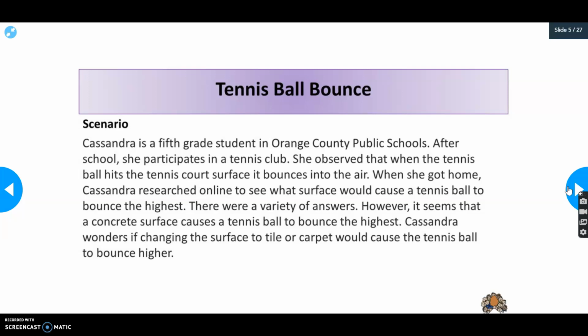So the scenario says, Cassandra is a 5th grade student in Orange County Public Schools. After school, she participates in a tennis club. She observed that when the tennis ball hits the tennis court surface, it bounces into the air. When she got home, Cassandra researched online to see what surface would cause a tennis ball to bounce the highest. There were a variety of answers. However, it seems that a concrete surface causes a tennis ball to bounce the highest. Cassandra wonders if changing the surface to tile or carpet would cause the ball to bounce higher.